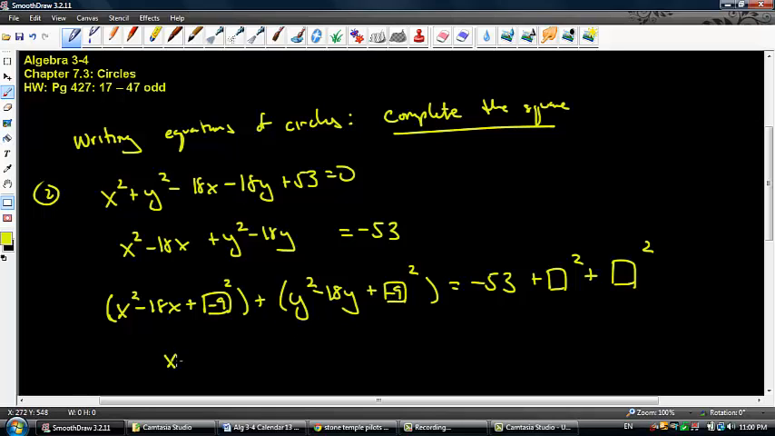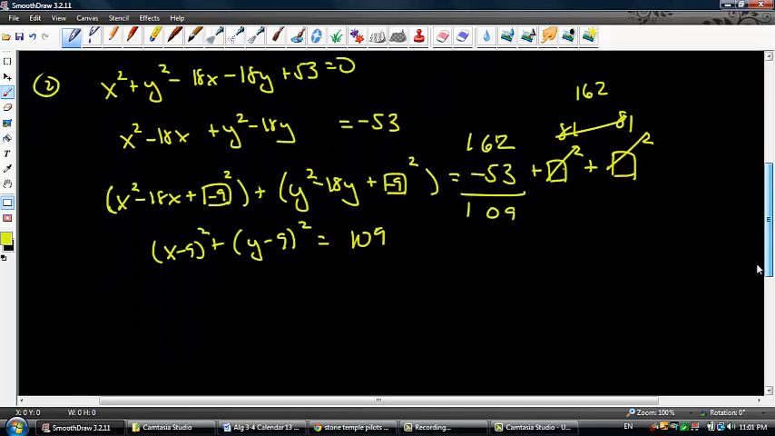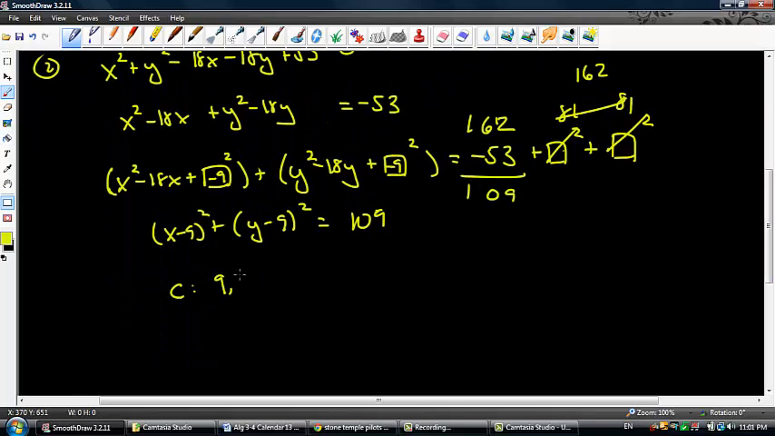So what I get is (x minus 9) quantity squared plus (y minus 9) quantity squared equals, this is 81, this is 81, this is 162. 162 minus 53 is 109. So that means that r squared is 109. Let's identify what we can. The center is at (9, 9), and the radius is the square root of 109, which is probably just a little over 10, so about 10.1 or 10.2.